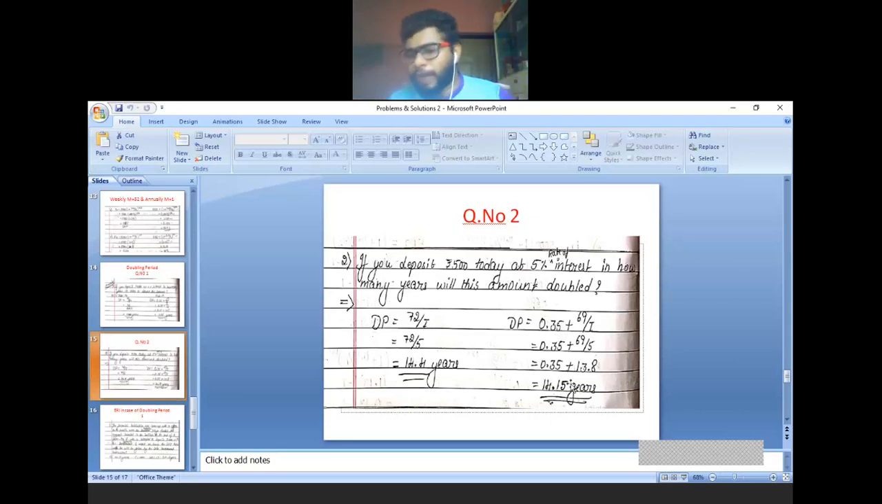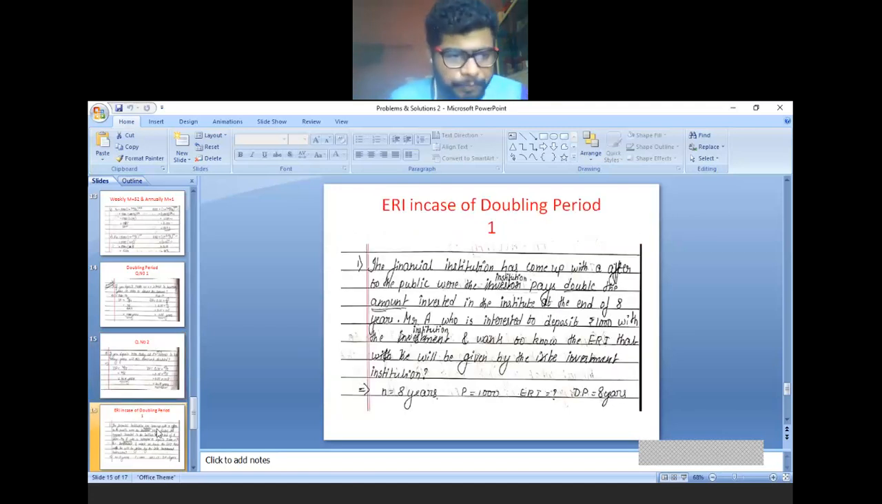You can cross verify this answer by applying the future value formula. Fn is equal to P into (1 plus I) to the power n. P is 500, I is given as 5% interest rate, n approximately you take 14 years, your answer will be 1,000 rupees. So doubling period means how many years it takes to double your amount. It takes approximately 14 years to double your amount with a 5% interest rate.